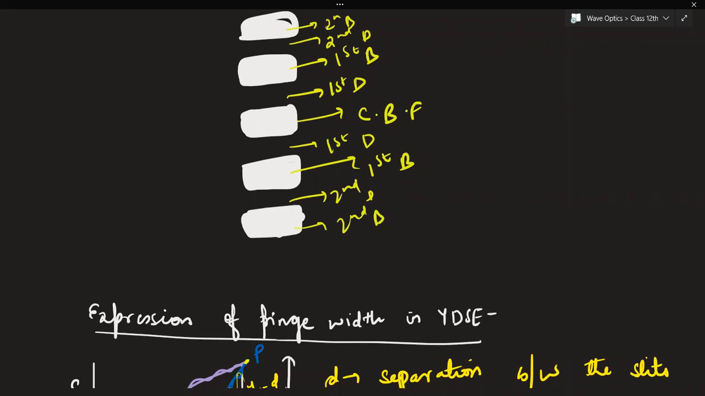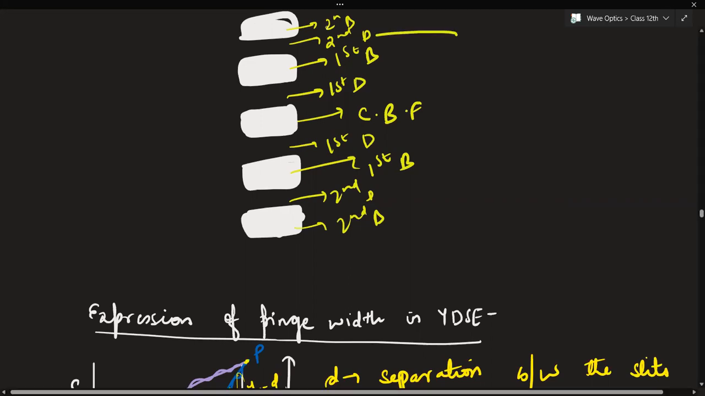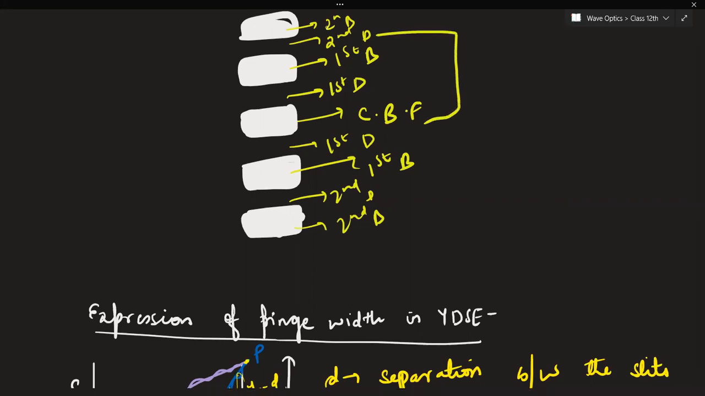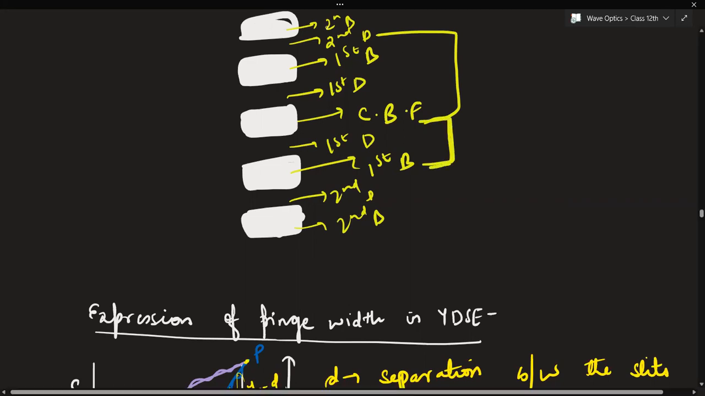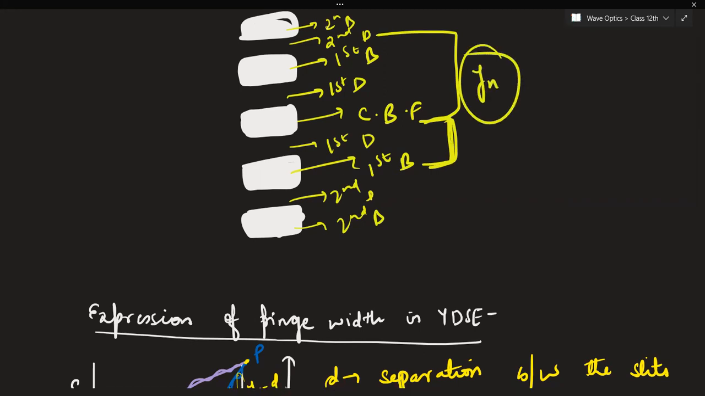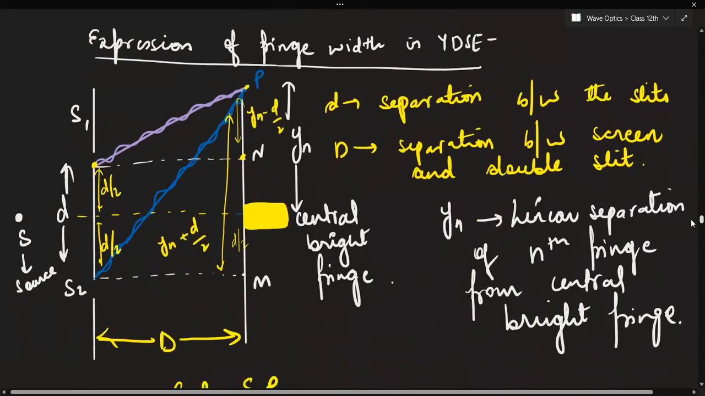Now suppose I want you to calculate the separation of the second dark fringe from the central bright fringe, how will you calculate? Or I want you to calculate the separation of the first bright fringe from the central fringe, any distance. Any of these distances is yn, which is the expression of what we are deriving right now: the expression of fringe width in YDSE.